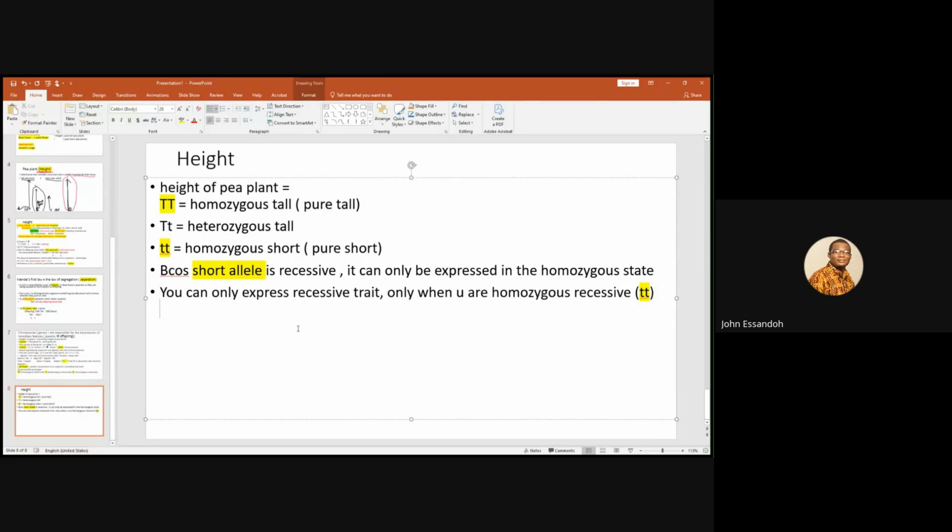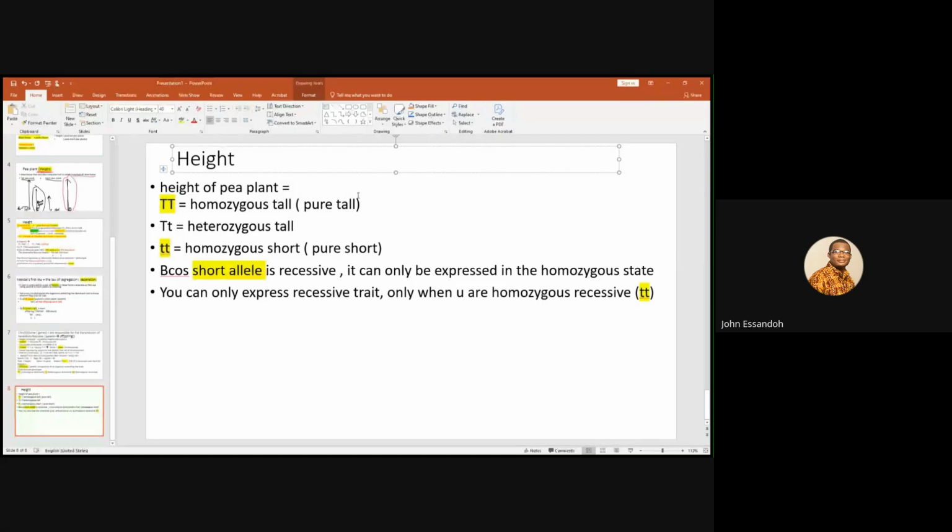Are you with me? Yes, Doc. I'm listening. So in human beings, tall and short doesn't work like that. It works differently for human beings. So we shall come to that one. Okay, human beings, sir. Height.